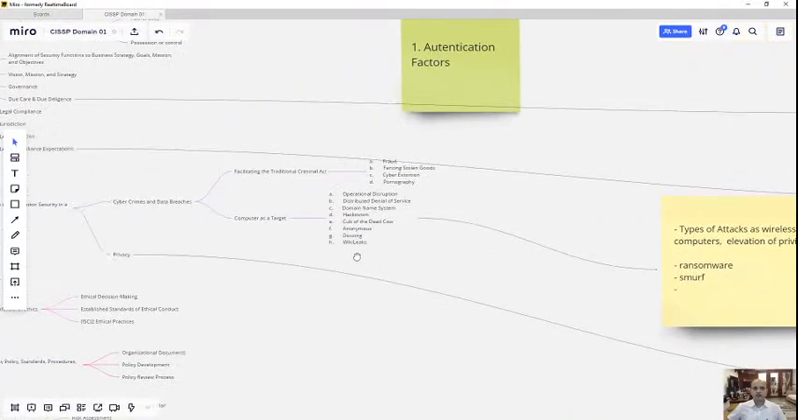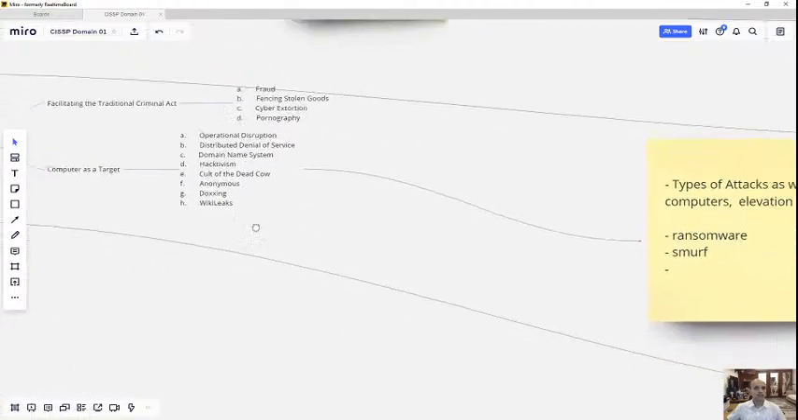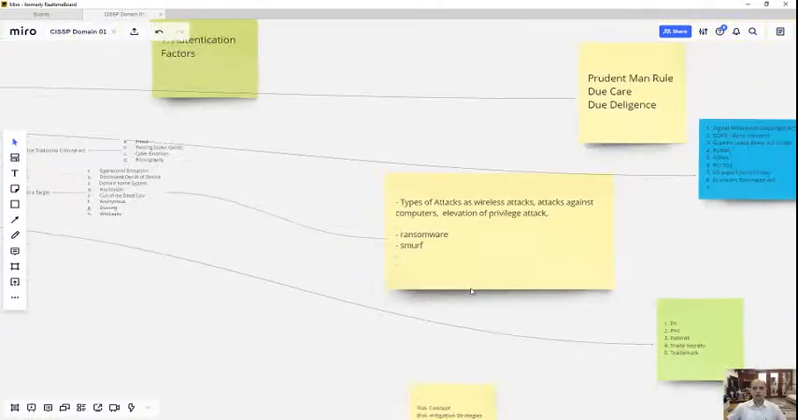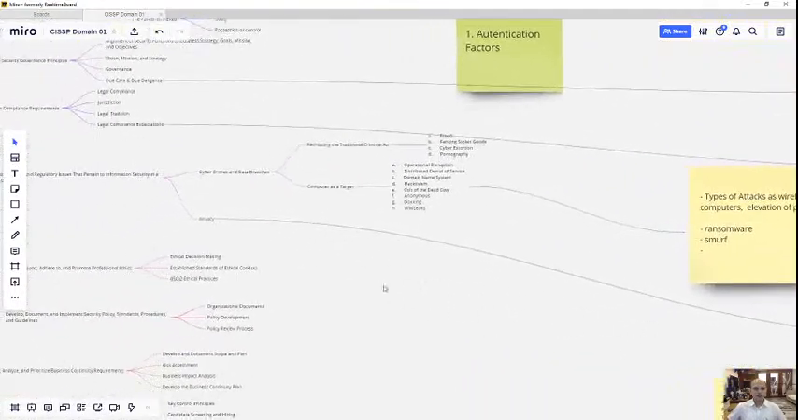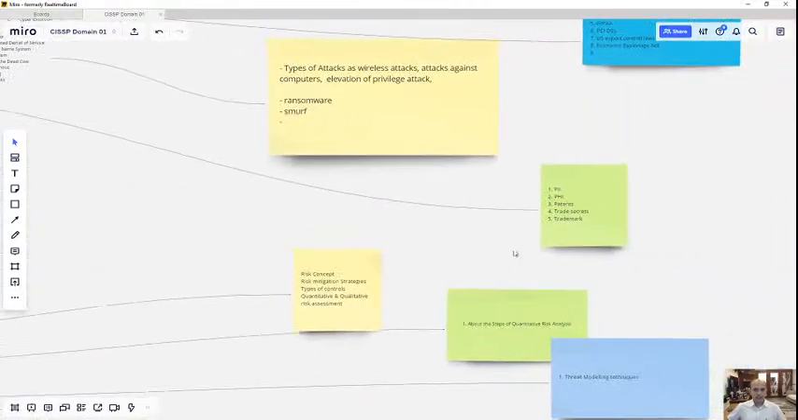Then in the subtopic computer as a target, there are many takeaways, but in those I need to understand the different types of attacks, like attacks on the wireless network, attacks against computers, like elevation of privileges, DDoS attack, ransomware, Smurf. I need to understand these terms also in this particular topic. Then in privacy, I need to understand PHI and PII, personally identifiable information, personal health information, then patents, trade secrets, trademarks, and what exactly the impact of those will be.